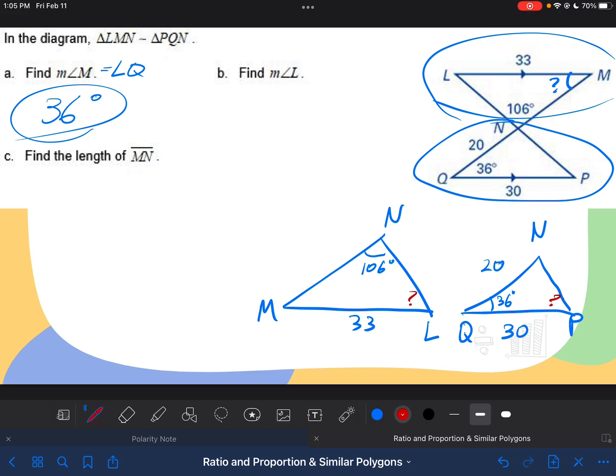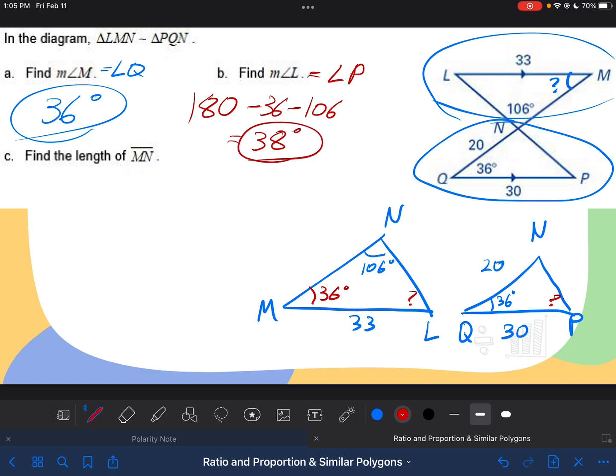Well, we know angle L is the same thing as angle P. So let's try to solve for P, or L. If M is 36, and the total angle of a triangle is 180, all you have to do is subtract 36 and 106 to get your overall of 38 degrees. So always make sure that you know the total angle of a triangle is 180 degrees.